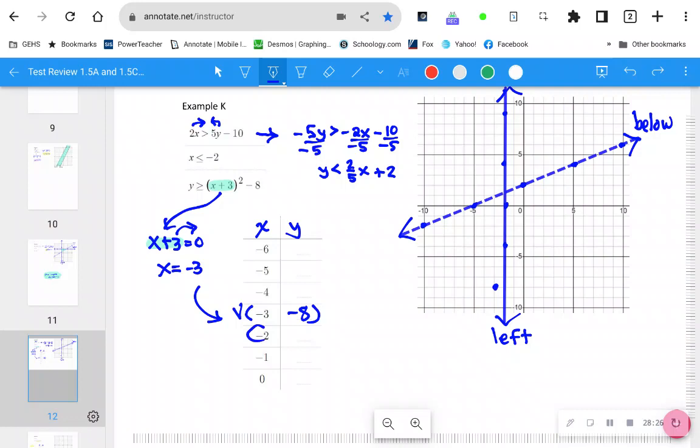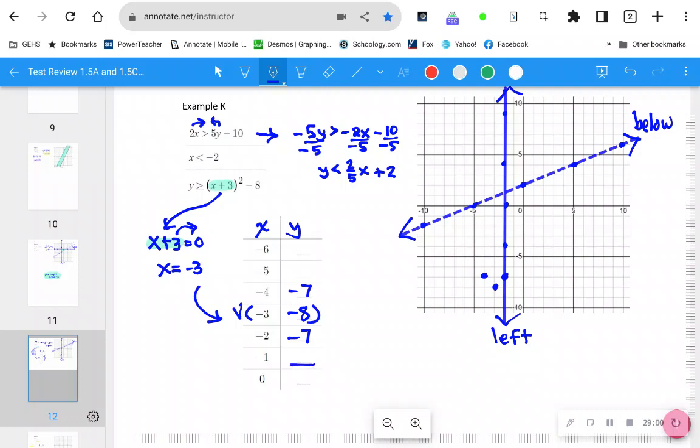So we're going to plug this -2 in. -2 plus 3 is 1. 1 times itself is still 1. 1 minus 8 is -7. So I've plotted that point already. Now we should get the same value here, but you want to check. Okay, -4 plus 3 is -1. -1 times itself is +1. 1 minus 8 is -7. And sure enough, matching heights. -7 on both of them.